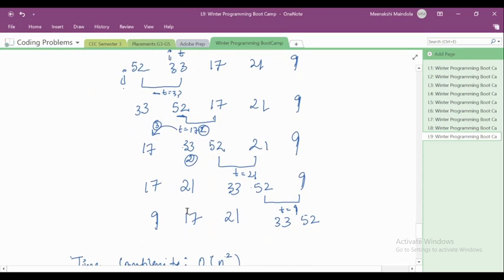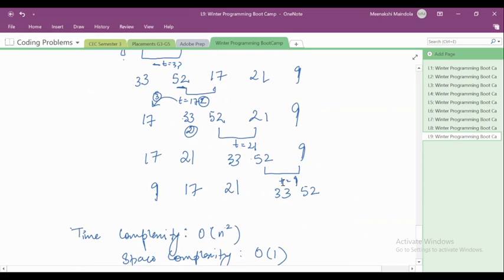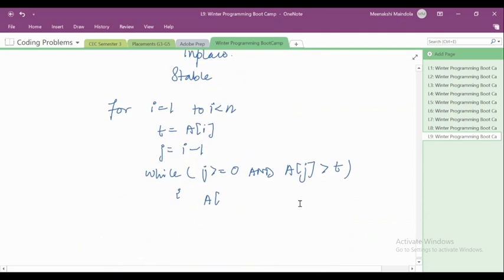Every time when you move a variable, you move it towards its right. Like here as well, 17 was stored at its location, which is index plus 1. 21 is stored at its location, which is j plus 1. 33 at its location, index plus 1. So what do you do? You say a of j plus 1 should be now storing a of j, and I will do j is equal to j minus 1.